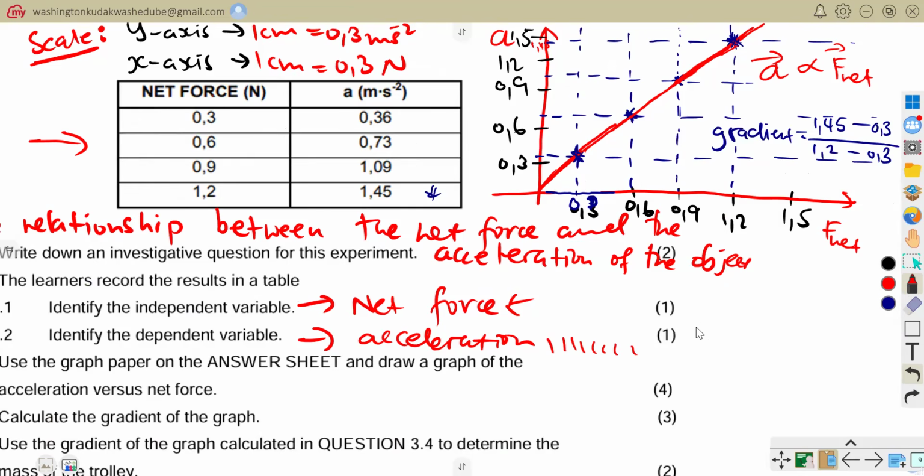So my gradient would simply have become 1.45 minus 0.3 divided by 1.2 minus 0.3. Given that my gradient was just supposed to be equal to 1.45 minus 0.3 divided by 1.2 minus 0.3.